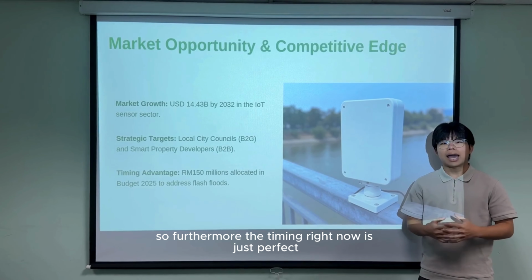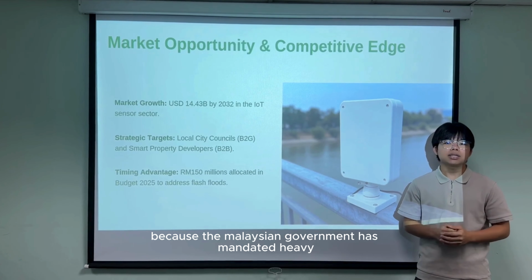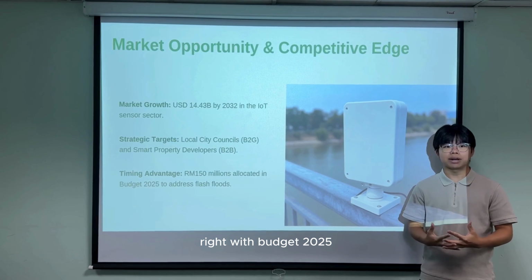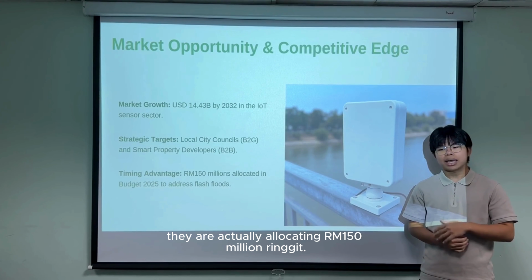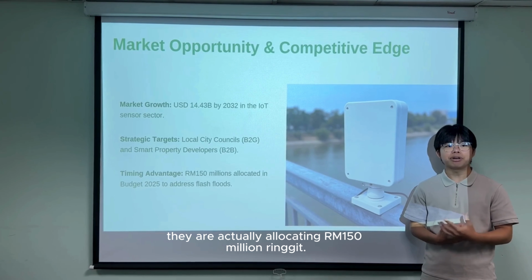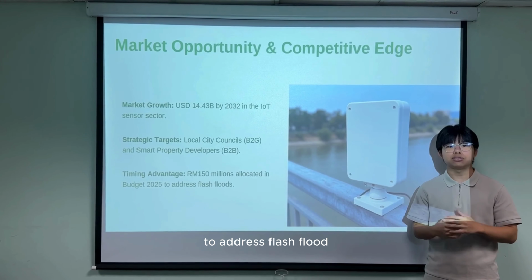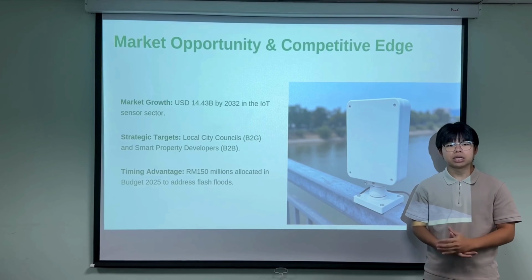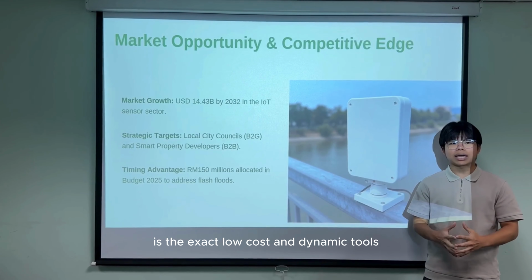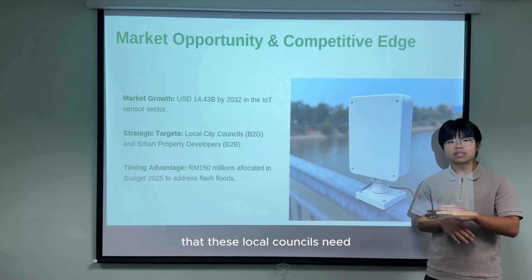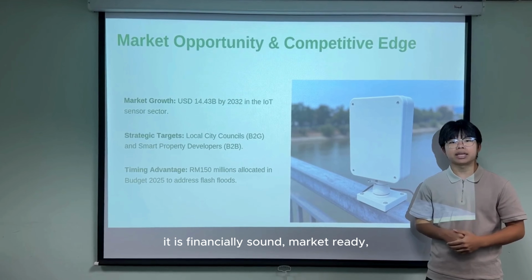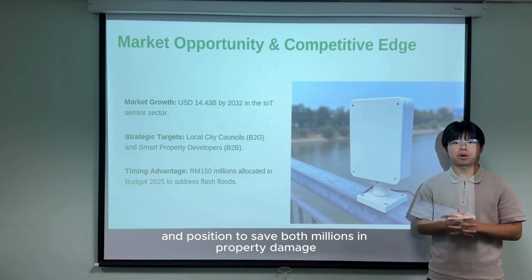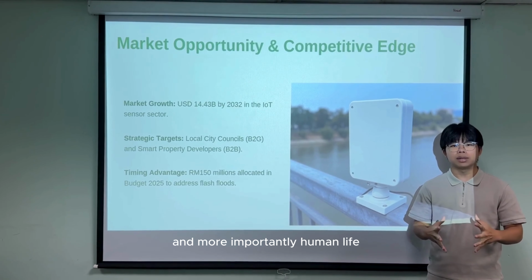Furthermore, the timing right now is just perfect because the Malaysian government has mandated heavy investments in climate resilience, right? With Budget 2025, they are allocating 150 million ringgit especially for local authorities to address flash floods, alongside 3 billion for major mitigation projects. So, we SMARTFLOW are the exact low-cost and dynamic tool that these local councils need right now. It is financially sound, market ready, and positioned to save both millions in property damage and, more importantly, human lives.